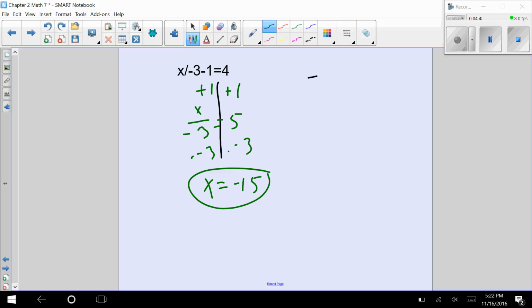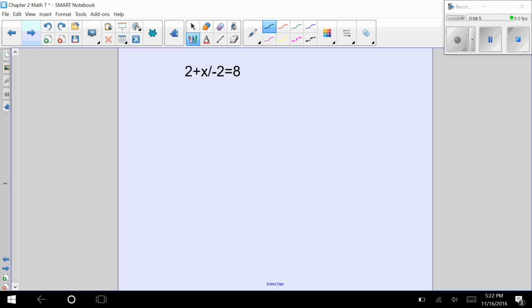To check, I do negative 15 over negative 3 minus 1, is it 4? Negative 15 divided by negative 3 is positive 5. 5 minus 1 is 4, so it checks out.